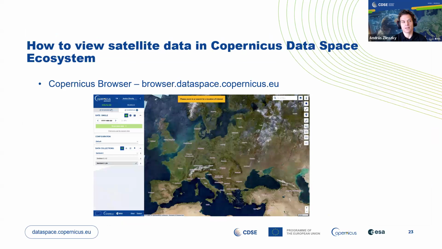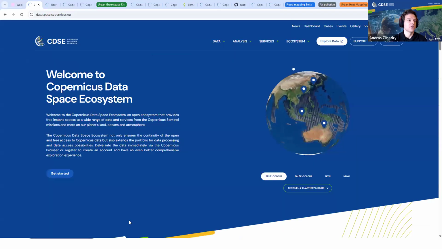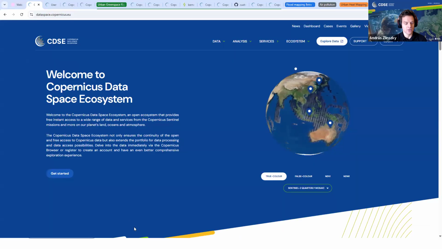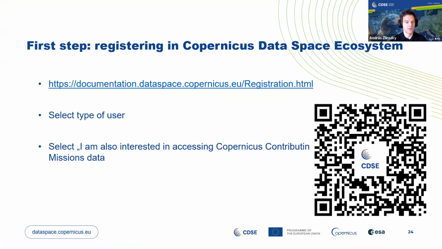Okay, now for our little hands-on, we are going to explore how to view satellite data in Copernicus Data Space Ecosystem. The first thing you need to do, if you haven't done it yet, is to register on Copernicus Data Space Ecosystem. You can do it on your phone using this little QR code, or you can go to this registration page that I am showing here in the presentation. This is going to give you the exact guidelines on how to register.